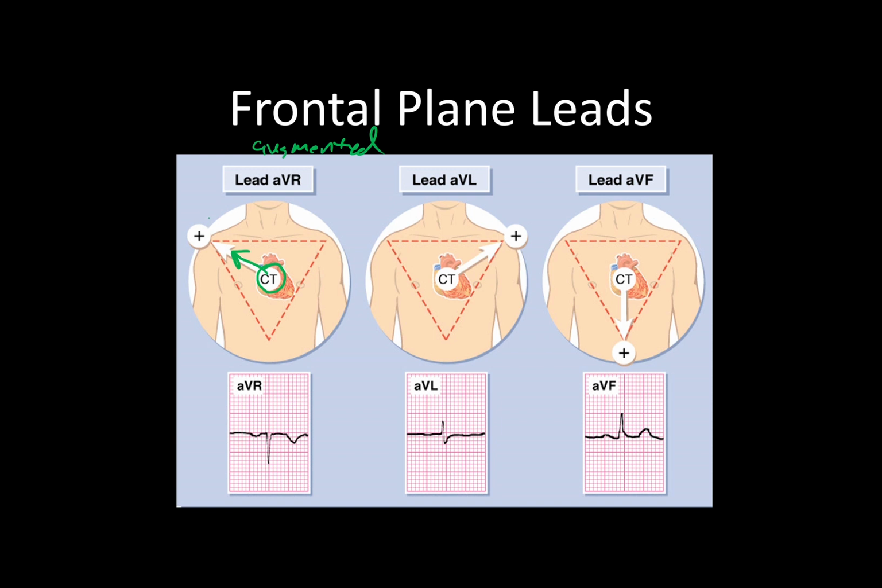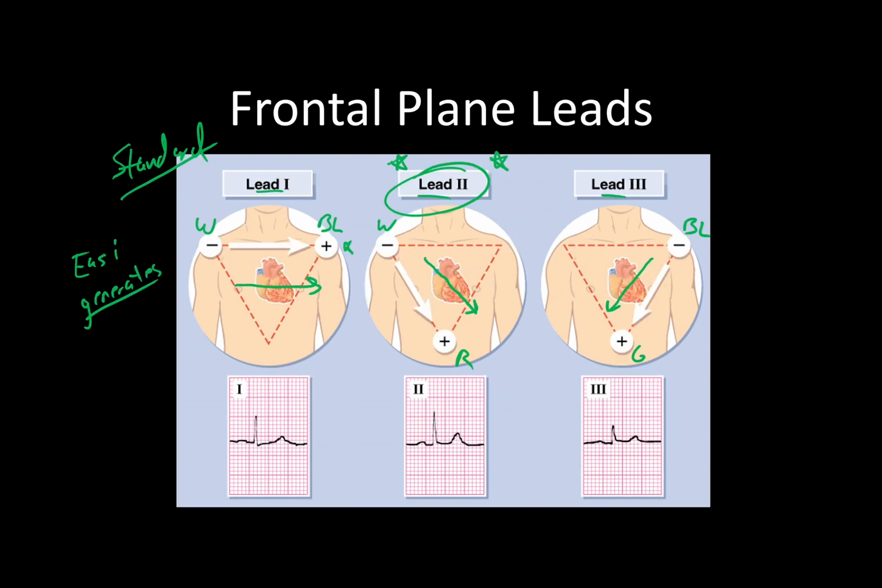So your AVR uses the white lead in this corner, your AVL uses the black lead in this corner, and then your AVF uses basically a combination of your green and your red leads to make this one. What's really important is that your AVF looks almost identical to your lead 2 and your lead 3. They're all very similar, but it makes sense because they're all looking at that bottom portion of the heart.